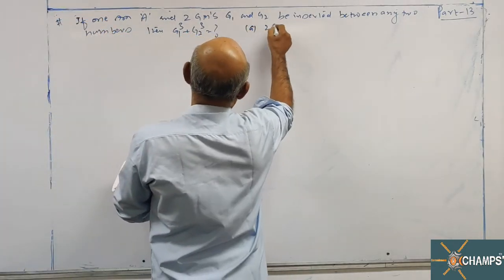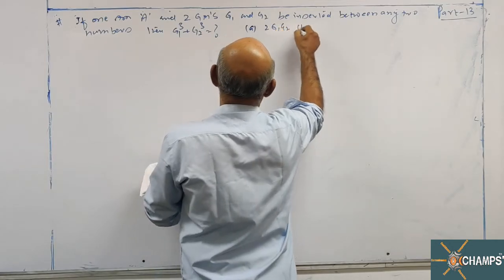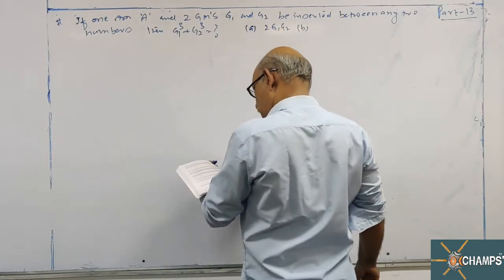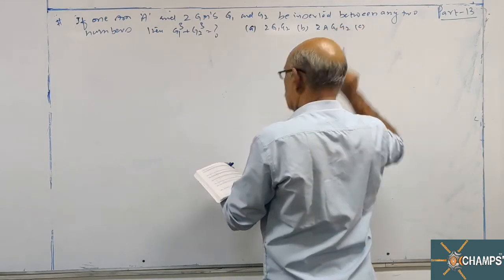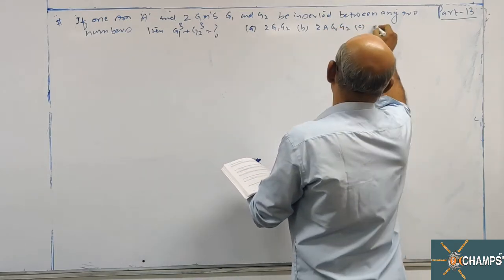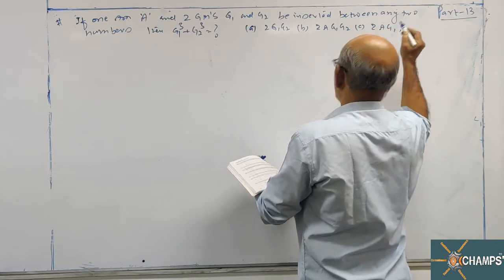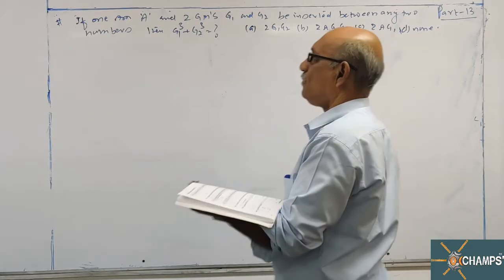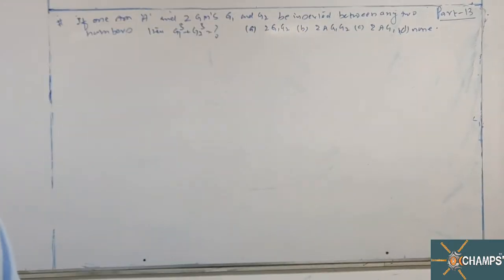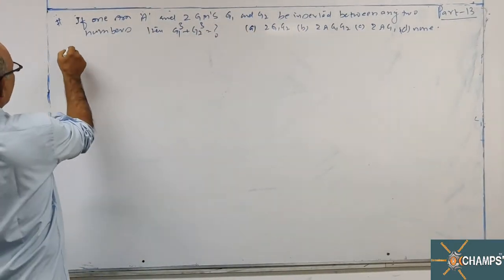Option A, 2G1 G2. Option B, 2A G1 G2. Option C, 2A G1. Option D, none. Now see the solution.